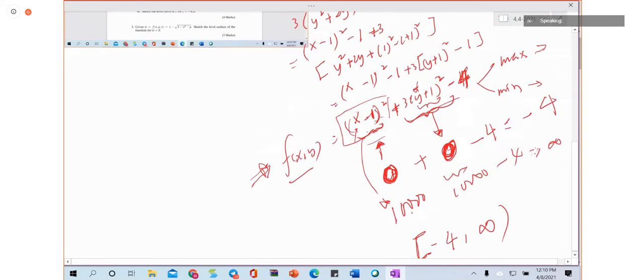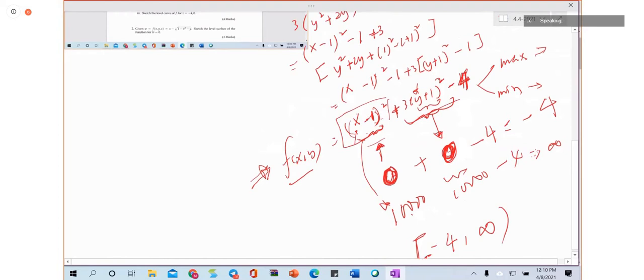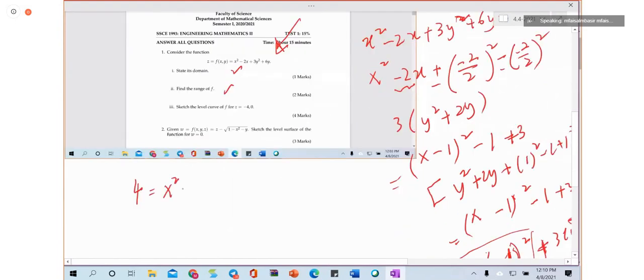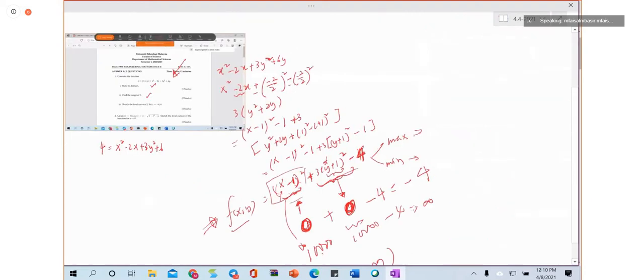For this question, done the range. Sketch the level curve at z equals to 4. Put 4 equals to 3 times the expression. So, okay, we have factorized, so don't waste our time. Just use this.